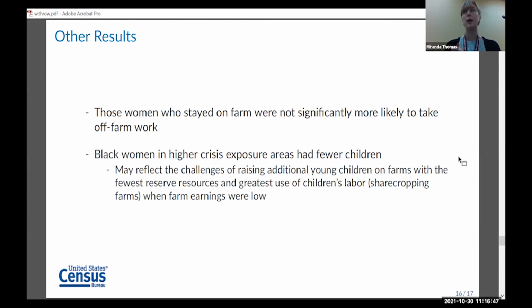The last thing that I find is that Black women in higher crisis exposure areas had fewer children, specifically fewer young children. So I'm looking at the number of children under 5 per ever married woman in a county. And what I think this is reflecting is the challenges of raising additional young children on farms that had the fewest reserve resources and greatest use of children's labor. This is particularly true for sharecropping farms. When you have young children under 5, they can help you in the fields. You're often taking your oldest daughters out of the fields, or you're taking mothers out of the fields to help raise them inside the home. So when farm earnings were low, this could be a particular challenge for a family.